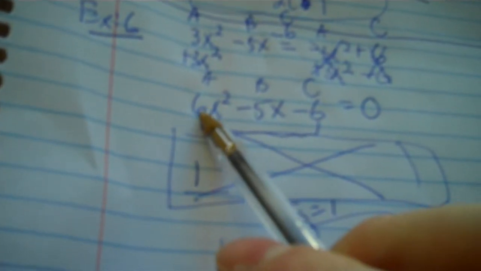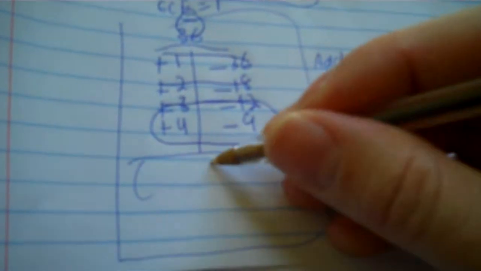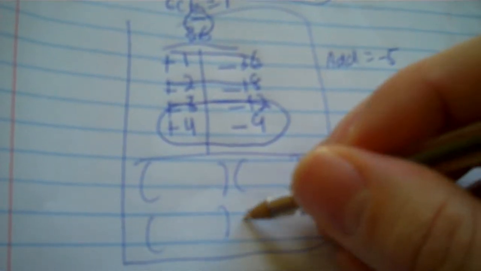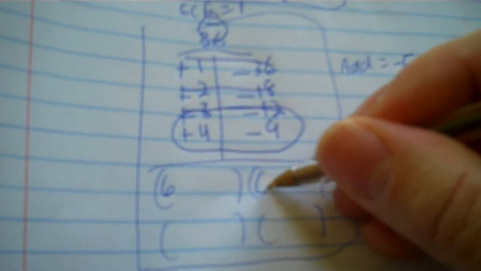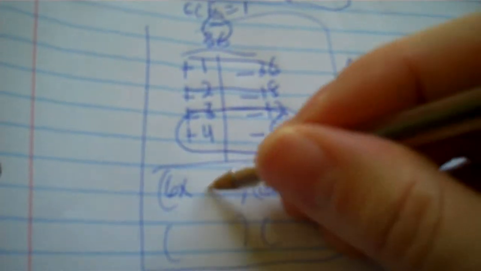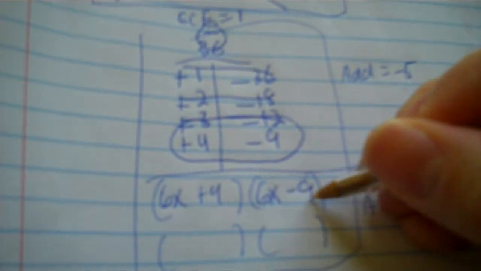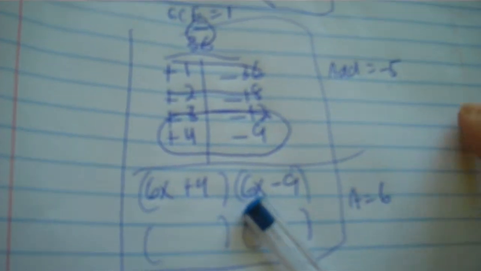Now my a is 6. So again, you can't delete it if it's not 1. So you need 2 sets of parentheses. Equals 6, 6, x plus 4, minus 9 from here. Okay, so 6 and 4 on your multiplication table.